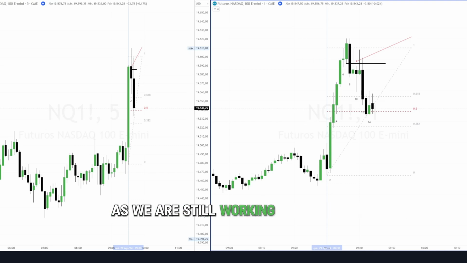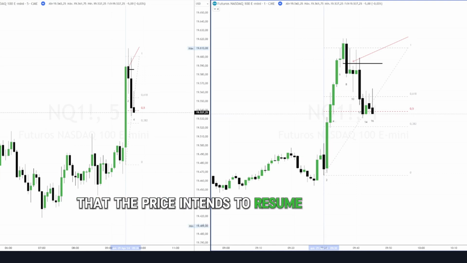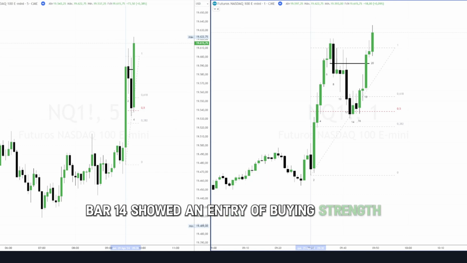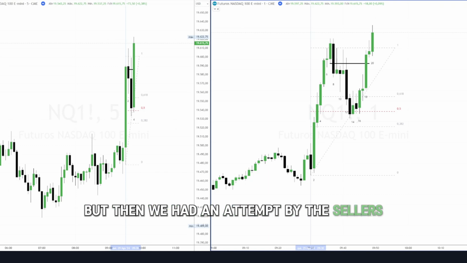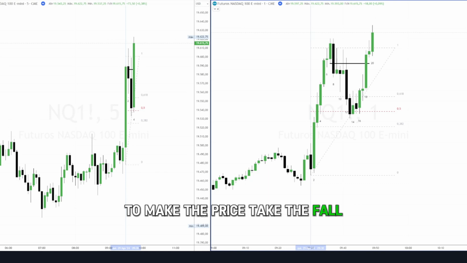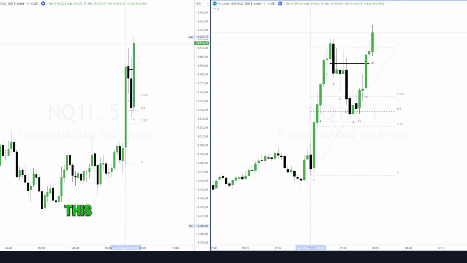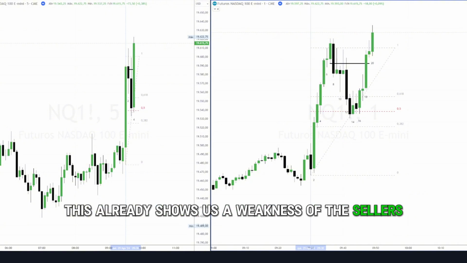As we are still working above 50% after the close of this third bar on the 5-minute chart, we have to wait for confirmation that the price intends to resume the upward movement. Bar 14 showed an entry of buying strength, but then we had an attempt by the sellers to make the price take the fall. But as this bar failed to even break the low of bar 14, this already shows us a weakness of the sellers in this movement.